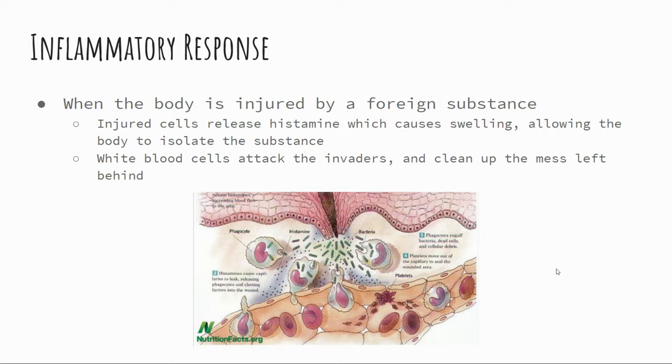An inflammatory response is when the body is injured by a foreign substance. The injured area or the injured cells are going to release a histamine, which is going to cause swelling. This allows for the body to isolate the substance in that area. Swelling limits blood flow, slows it down. So it's a way for the body to keep whatever hurts you there in that area. White blood cells are going to attack the invaders and clean up the mess that's left behind. A lot of times with this, we also see an increased temperature, and maybe just in that area. It might not be over the entire body, but any place that is kind of red and swollen sometimes will be a little bit more warm to the touch.